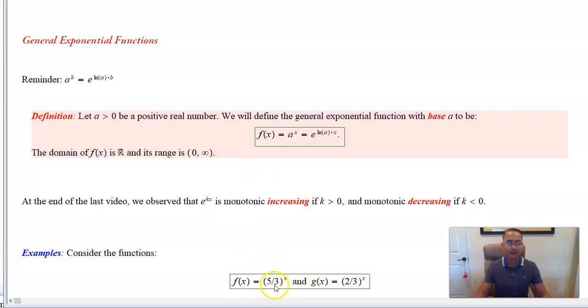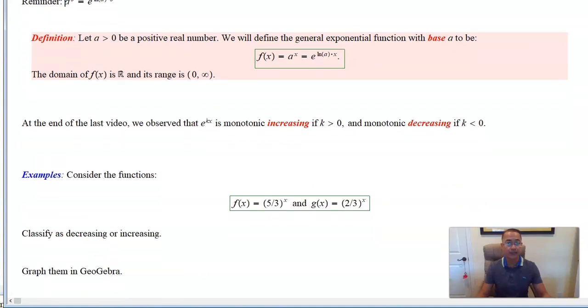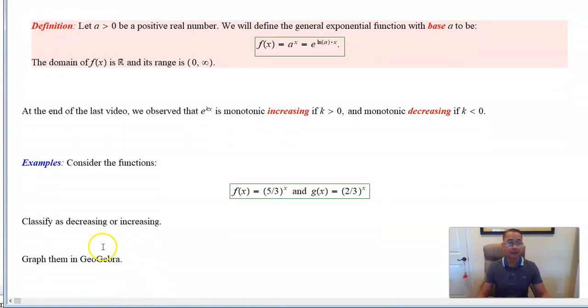Okay, or like this. So let's apply this now to these two examples. We're going to look at 5/3 to the x and 2/3 to the x. Okay, so we will classify them as either increasing or decreasing, and we will look at their graphs in GeoGebra. We can do the first thing right now because according to the definition, 5/3 to the x is e to the ln of 5/3 times x. Okay, so we will replace a with 5/3.